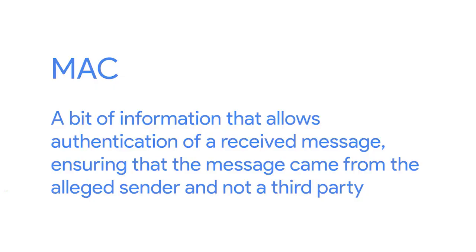One last topic to mention is somewhat related to asymmetric encryption, and that's MACs, or Message Authentication Codes, not to be confused with media access control or MAC addresses. A MAC is a bit of information that allows authentication of a received message, ensuring that the message came from the alleged sender and not a third party masquerading as them. It also ensures that the message wasn't modified in some way in order to provide data integrity. This sounds super similar to digital signatures using public key cryptography, doesn't it?